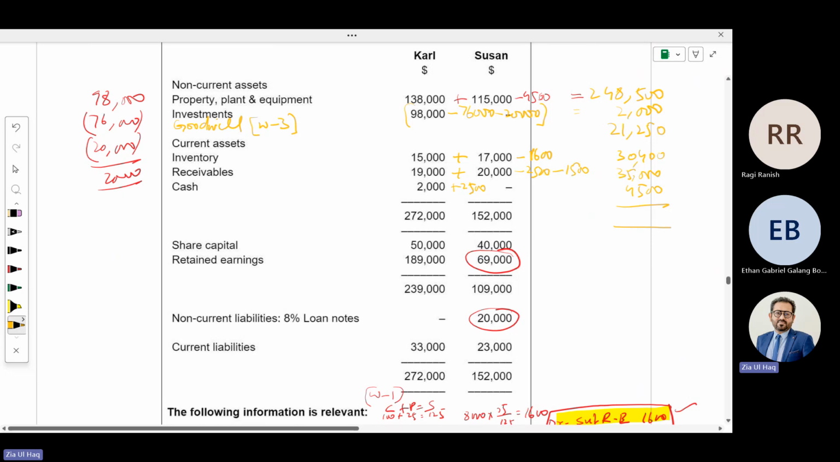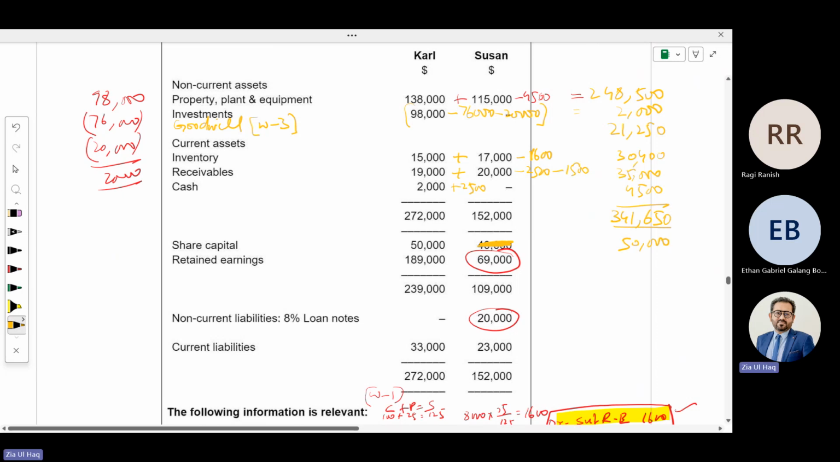Plus 2,400, plus 2,250, plus 2,500, plus 21,250. Please use calculator. 341,650. Okay, share capital: we eliminate the subsidiary, we record only the parent company.